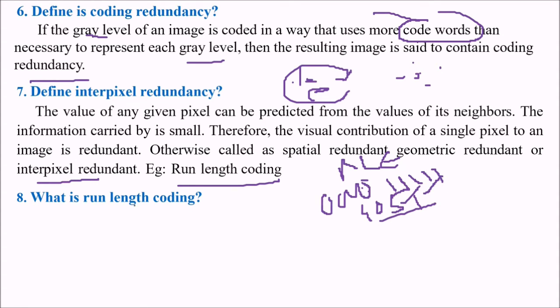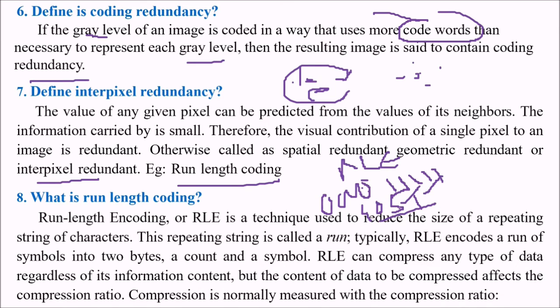And run length coding, this technique is used to reduce the size of a repeating string of characters, as you see here. This repeating string is called a run. So RLE encodes a run of symbols into 2 bytes. First is your count, and then the symbol.